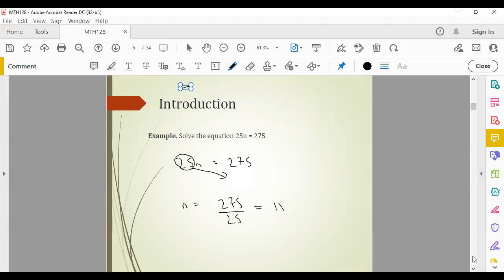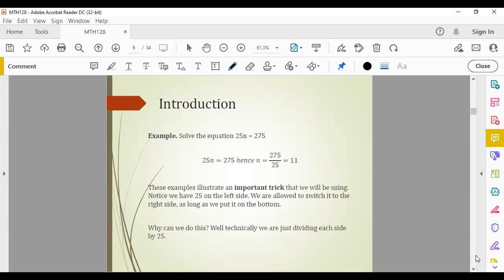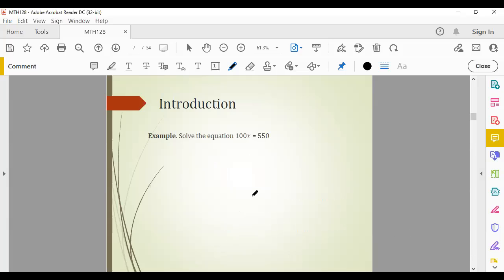Let's see if we have anything else. And I'll just read this. So this example illustrates an important trick. Notice that we have 25 on the left side, and we're allowed to switch it to the right side as long as we put it on the bottom. And in that case, we're technically just dividing each side by 25, except we're doing it in a more streamlined way.